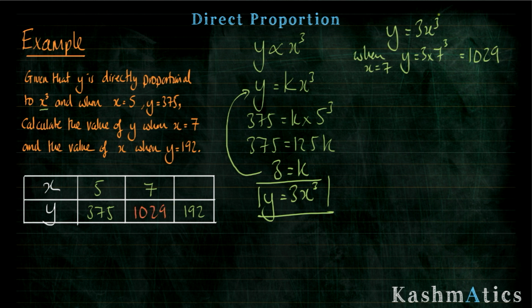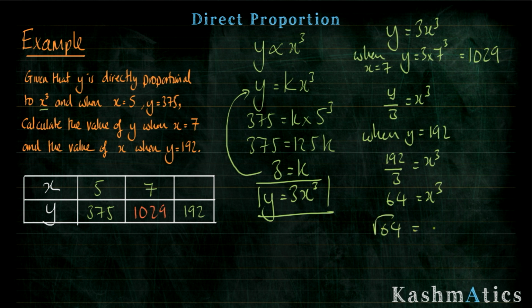And then I need to rearrange this. So y divided by 3 is equal to x cubed. So remember, this is x cubed now, so I need to think about what I'm going to do with it. When y is equal to 192, I get 192 over 3 is equal to x cubed. So 64 is equal to x cubed. And if I know what x cubed is, I need to do the cube root to work out what x is. So the cube root of 64 is 4, which means x equals 4. So let's plug that in here. And that's that question done.